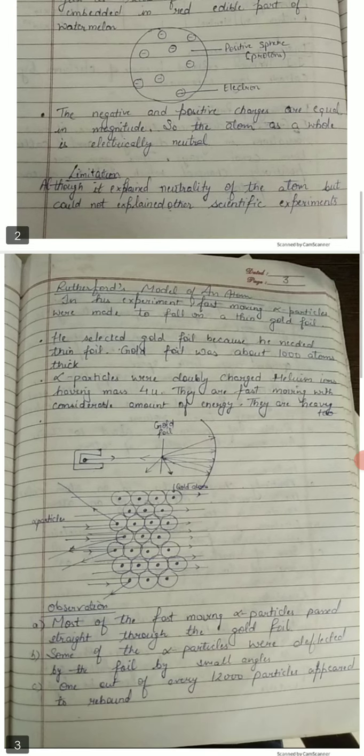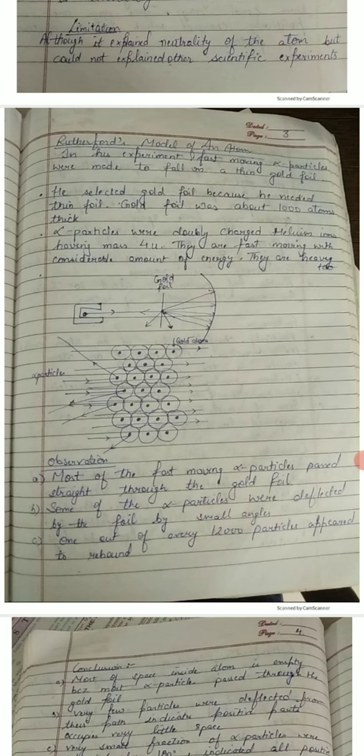After Thomson, Rutherford came. Rutherford gave us the gold foil experiment. He took a very thin gold foil. The gold foil was very thin, about 100 atoms thick. It was so thin, and still it contains that many atoms in thickness.